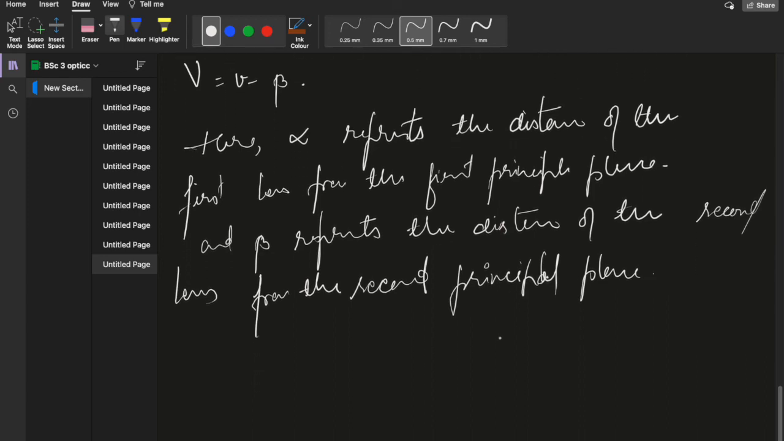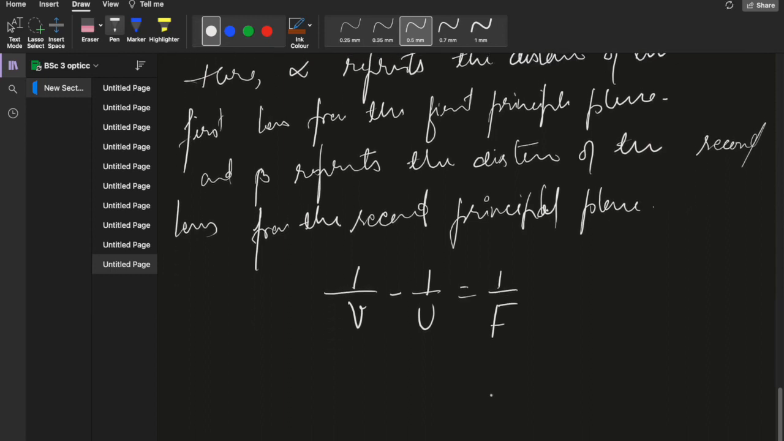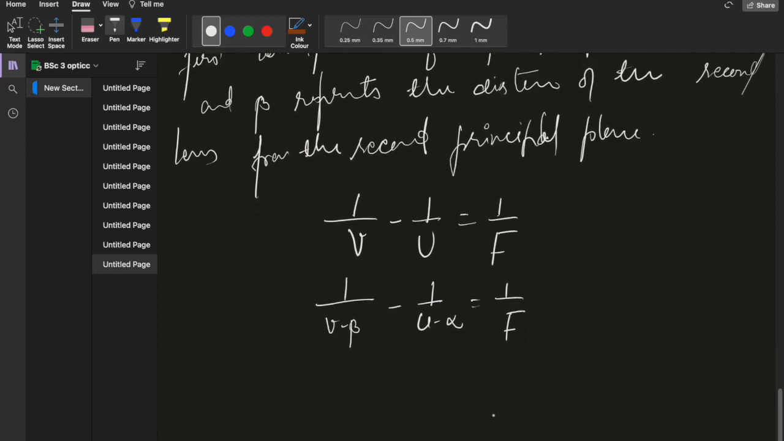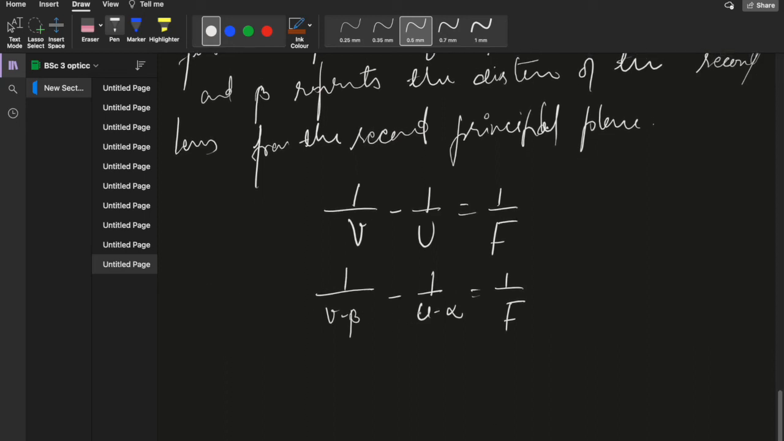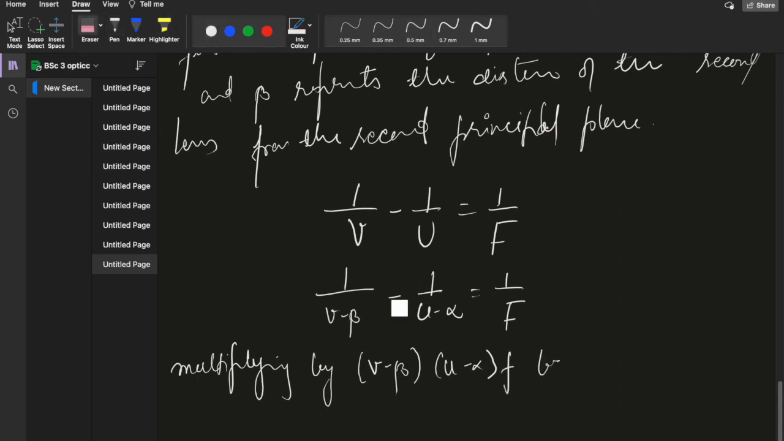All right, so the generalized lens formula becomes 1 upon capital V minus 1 upon capital U is equal to 1 upon capital F. Now we had already assumed capital V is v minus beta and capital U is u minus alpha, so this is equal to 1 upon capital F. Just multiply, we can take the LCM too, but I simply say multiplying by v minus beta and u minus alpha on both sides, and by capital F on both sides.